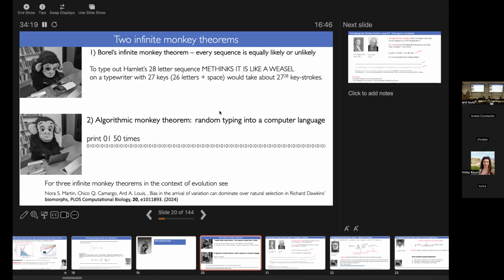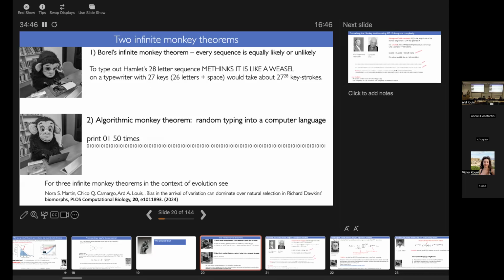So Borel's famous example is an infinite number of monkeys on typewriters, where they may or may not type something useful. This is an example from Richard Dawkins' book, The Blind Watchmaker. It turns out that for even a normal monkey on a typewriter to type out "Methinks it is like a weasel" would take longer than the age of the universe. The probability is very low that they get all these things right. On the other hand, that's the monkey theorem. But you can think of a different monkey theorem, which is a monkey typing into a computer program.